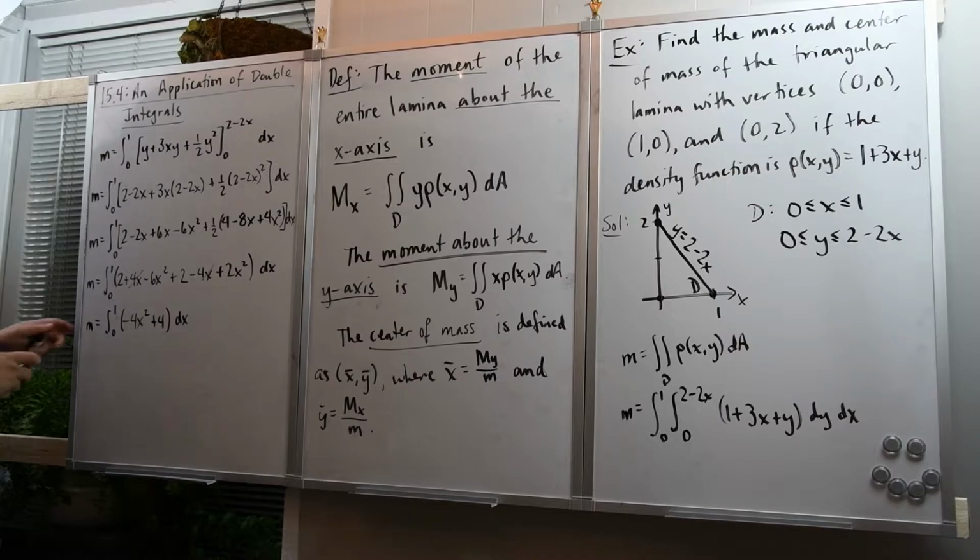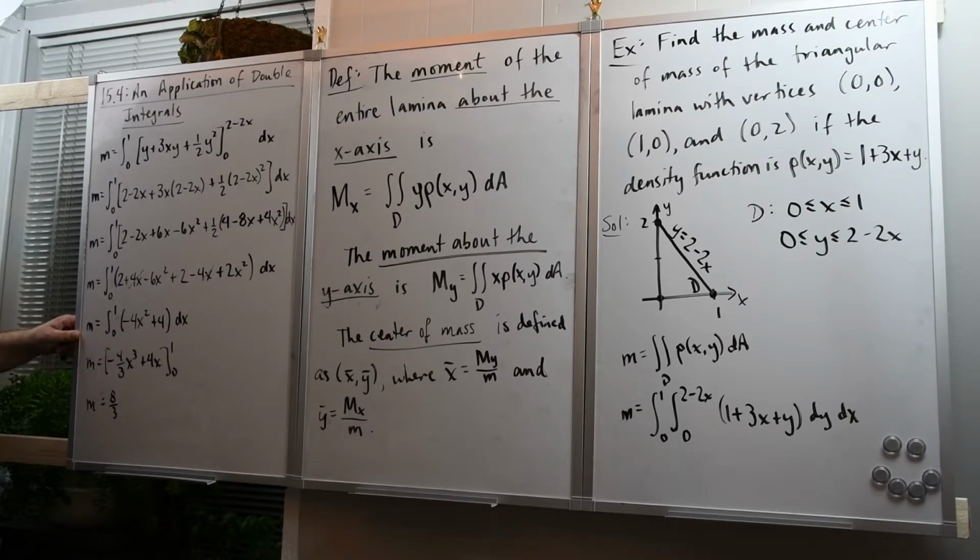So when we do this, we'll get m is going to be negative 4/3 times x cubed plus 4x. And we take this from x equals 0 to x equals 1. So when we plug in the 1 for x, notice we'll have a negative 4/3 plus 4. But 4 is the same thing as 12 over 3. So really what you have is negative 4/3 plus 12/3, and that's going to give you 8/3. So the mass is 8/3.